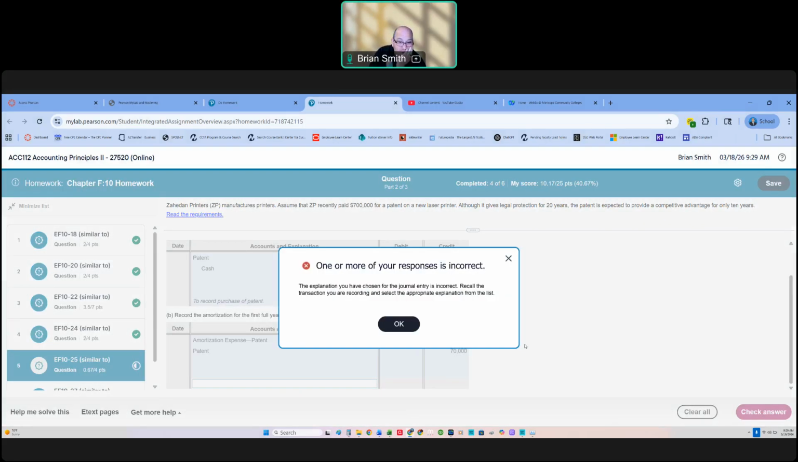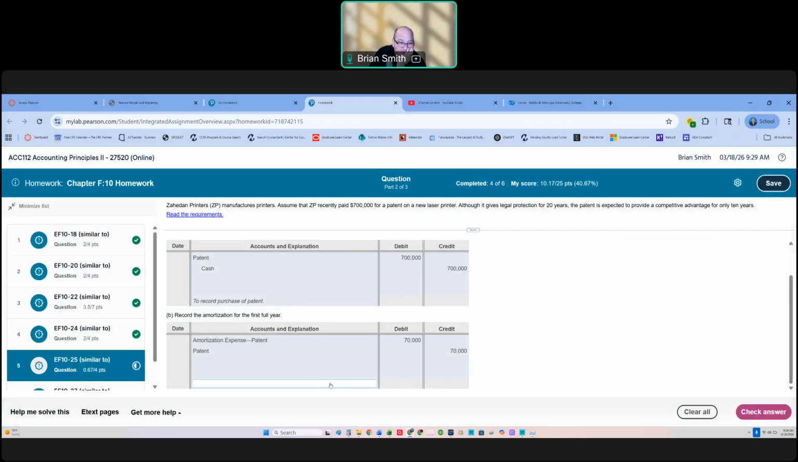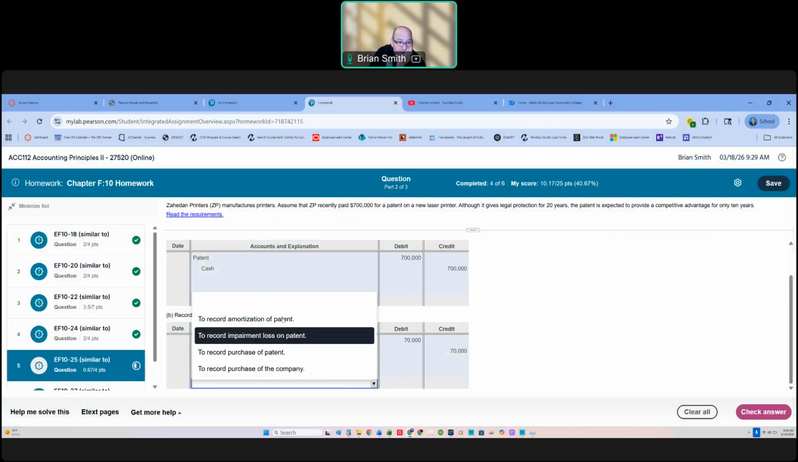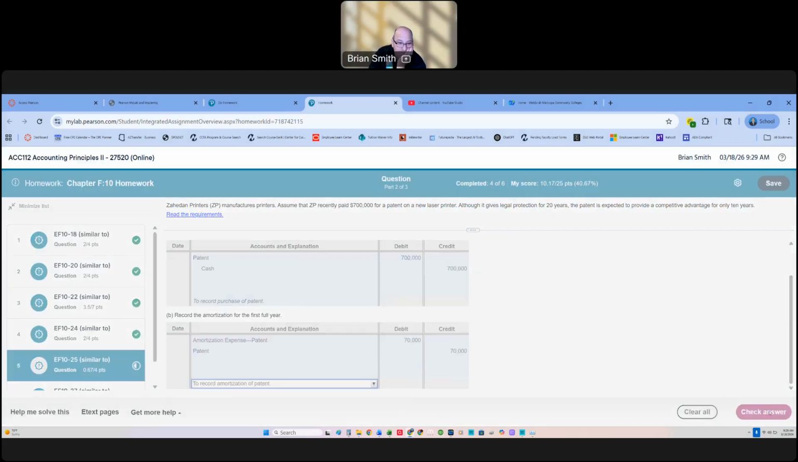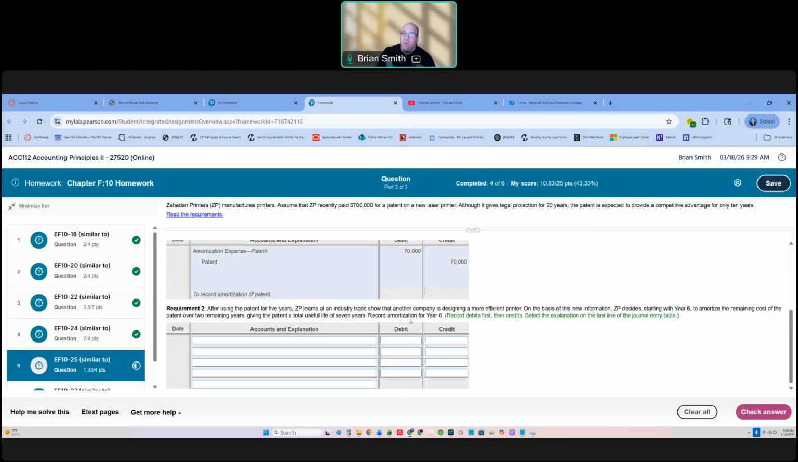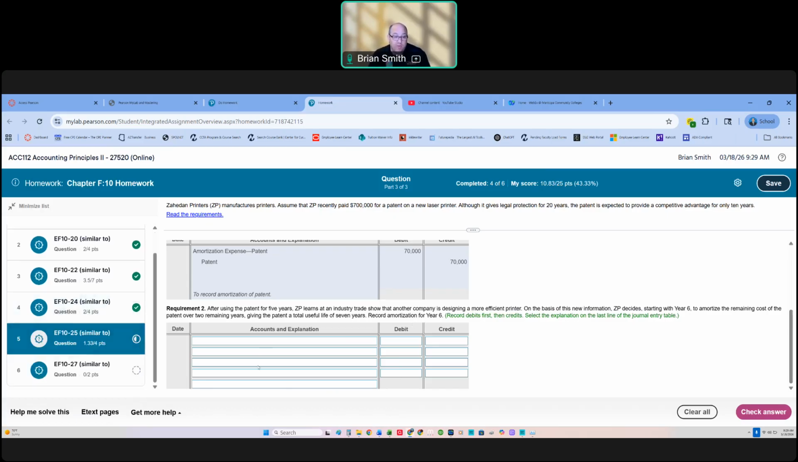And credit to, oh, I forgot to do this. Credit to the patent to record amortization of the patent. So this is intangible assets, you need to reduce the patent itself. A little different than our property, plant, and equipment and stuff.